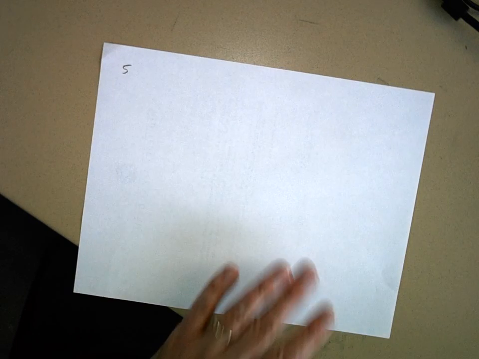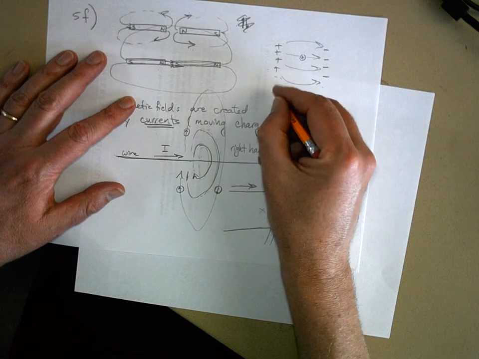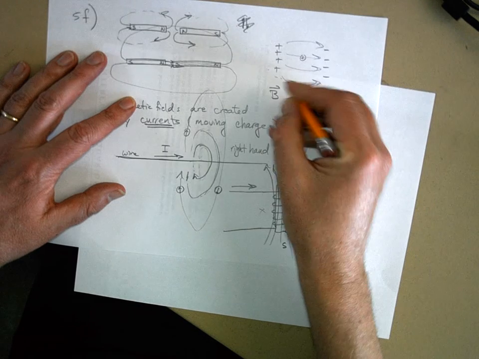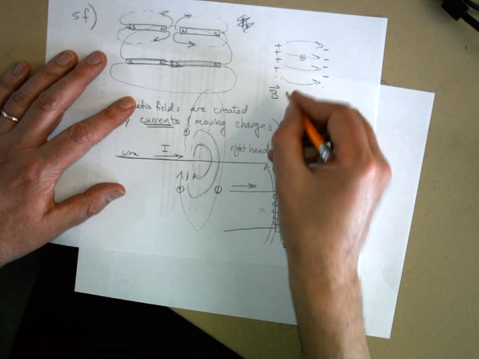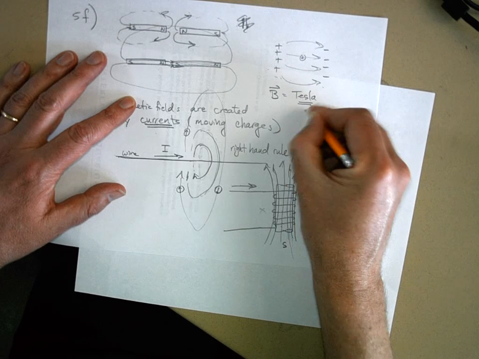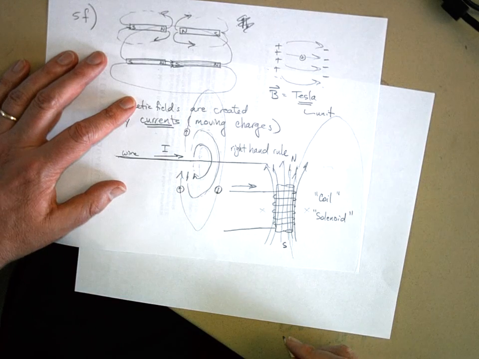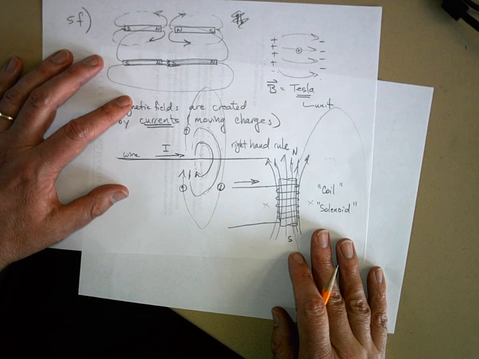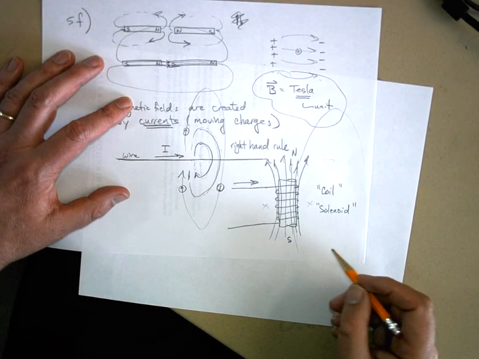Oh, one thing I can add right here. The strength of the magnetic field is called a B field. Okay, that's the letter we use. It's measured in Teslas. Tesla is the unit for the magnetic field. Oh, right here, Teslas. I'm going to go over 5I really quick.